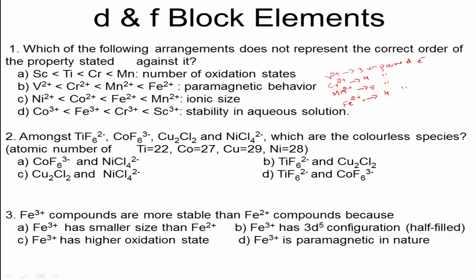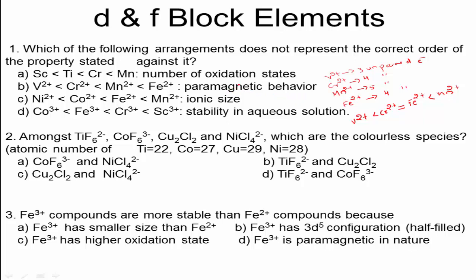Therefore, the correct order of these ions based on paramagnetic behavior is V2 plus less than Cr2 plus equal to Fe2 plus less than Mn2 plus. This is the correct order based on paramagnetic behavior, but they have given a different order. Therefore, this is not correctly matched based on the property.